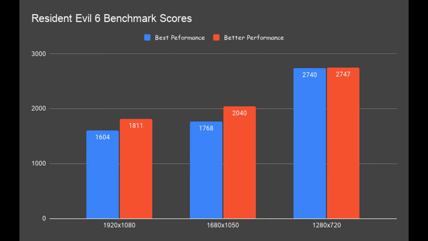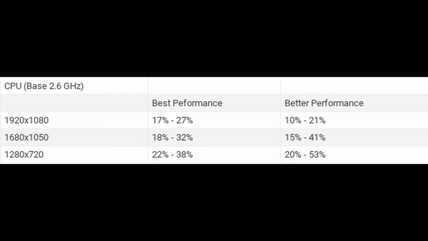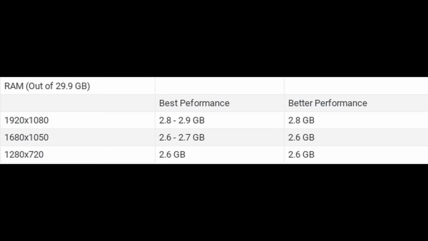If you look at the benchmark scores here, these scores are from the Resident Evil benchmark test, they gave out that score. You're looking at better performance scoring higher in every resolution. And for CPU, they were pretty much close. The higher it is, that means more CPU usage was used.